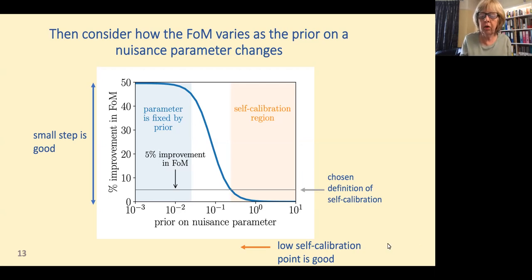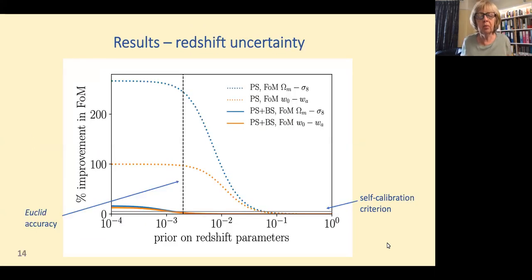But if we look at some of our actual results, we see a similar pattern. And this is for redshift uncertainties. Now, the key comparison to make here is between the dotted lines, which use only the power spectrum, and the solid lines, which use the power spectrum and the bispectrum. The different colors are just for the different cosmological parameters. And what you can see here is that when we use the bispectrum, the self-calibration point moves to the left as we wanted, and the step up moves down, which is exactly what we wanted to see.